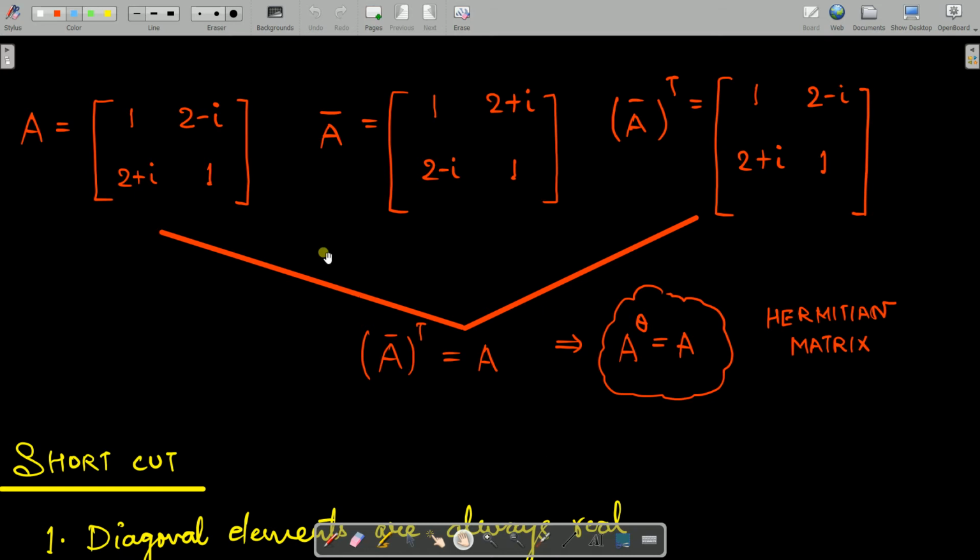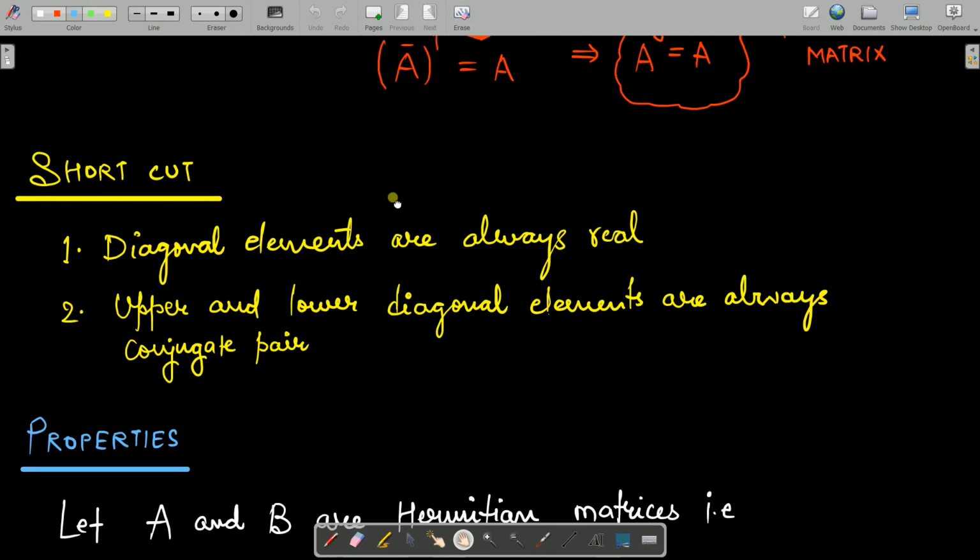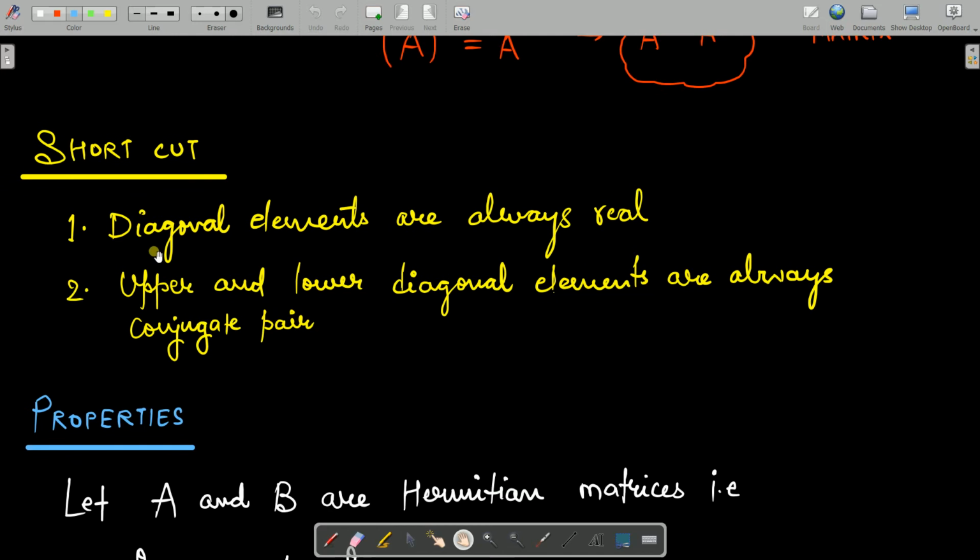Now you'll be asking, sir, do I need to find the conjugate, then find the transpose, and then check? No. What you have to do is apply the shortcut. The shortcut says that for any matrix to be a Hermitian matrix, these two conditions are mandatory to be satisfied. The first condition is that the diagonal elements are always real. So you need to check whether the diagonal elements are real or not. If they are real, then go for the second. The second condition says the upper and lower diagonal elements are always conjugate pairs.